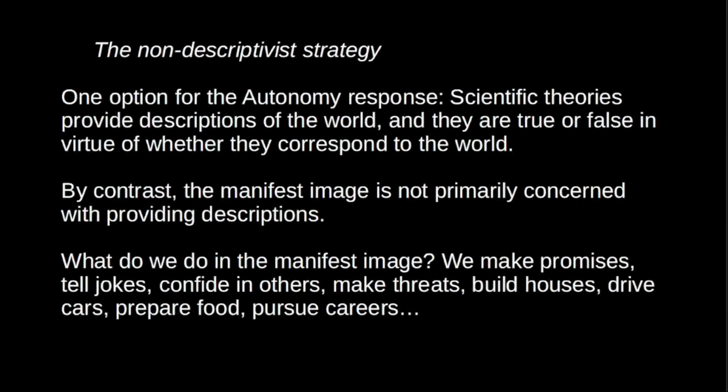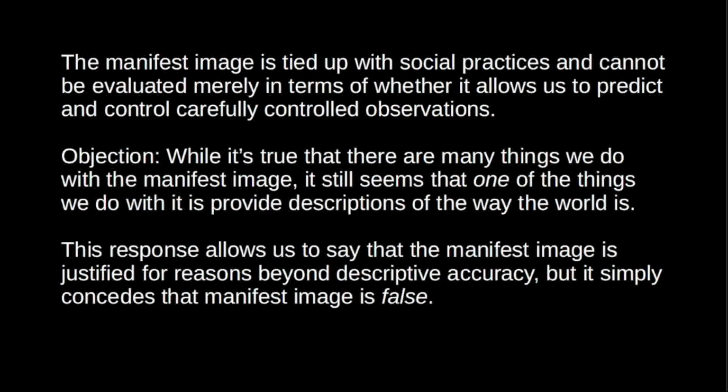What do we do with the manifest image? Well, we do all sorts of things. We make promises, we tell jokes, we confide our feelings in other people, we sympathise and empathise, we make threats. We pressure and manipulate other people. We build houses, we drive cars, we prepare food, we pursue professional careers, we make YouTube videos. The manifest image is tied up with a whole variety of social practices. And so, unlike science, it is not to be evaluated in terms of whether it allows us to predict and explain the results of carefully controlled observations.